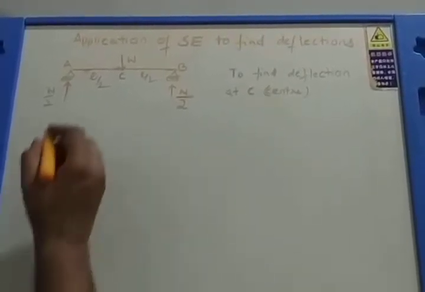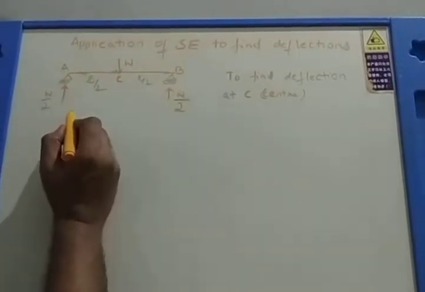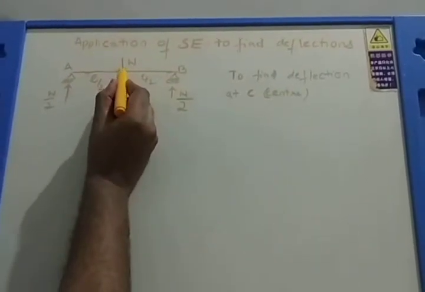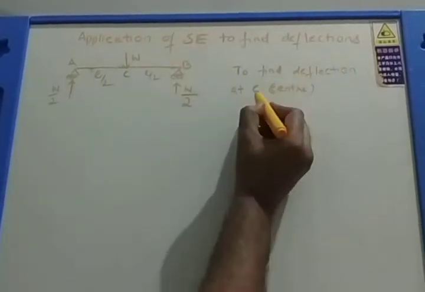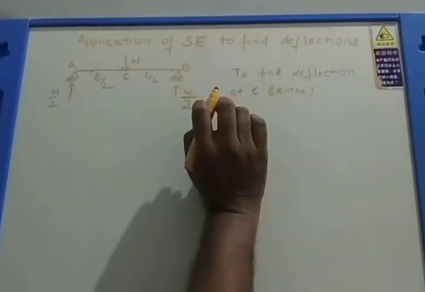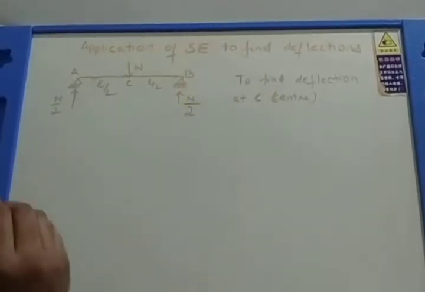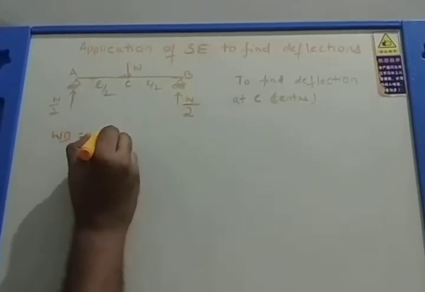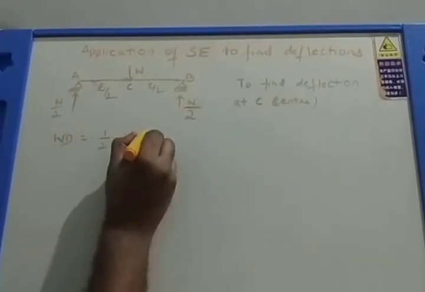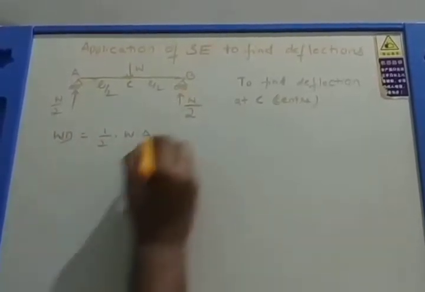For that reason I have taken one simple example, a simply supported beam which is loaded at the center with concentrated load W, and we will find out deflection at C, which is a very important problem. Now what is the procedure involved? First we have to find out work done. What is work done? It is half W into delta, where delta is the deflection at the center.